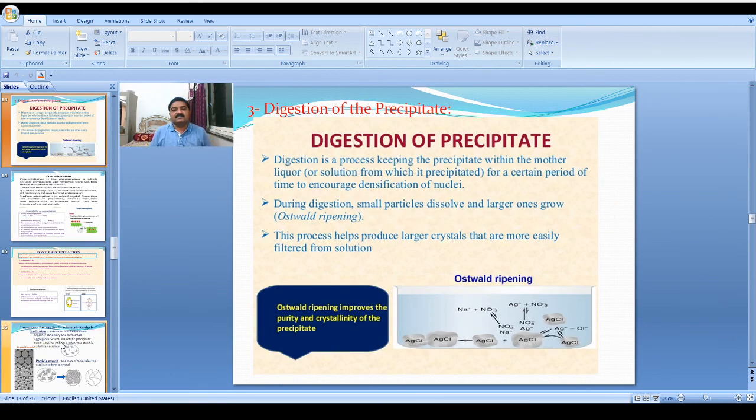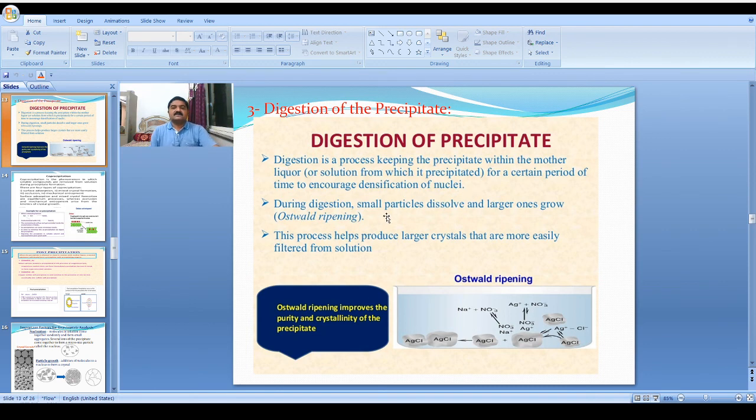Third, the digestion of the precipitate. What is the actual process that takes place in the digestion of the precipitate? This digestion is the process of keeping the precipitate within the mother liquor, or the solution from which it is precipitated. That means first of all we know the process here: the solute is added to the solvent and all the steps go on in the beaker. So digestion is the process of keeping the precipitate within the mother liquor for a certain period of time to encourage the densification of the nuclei.